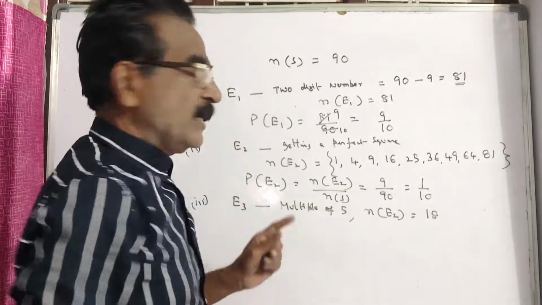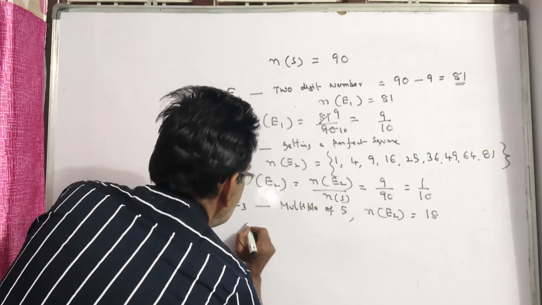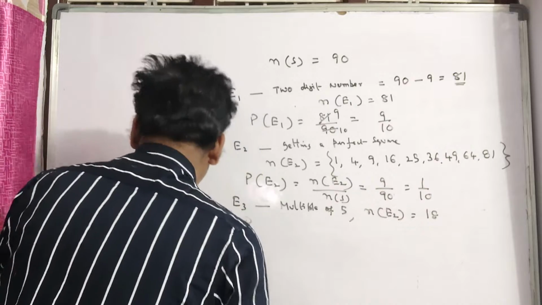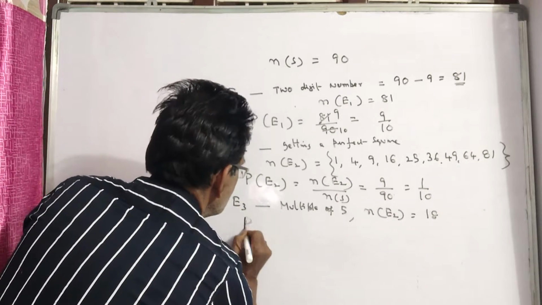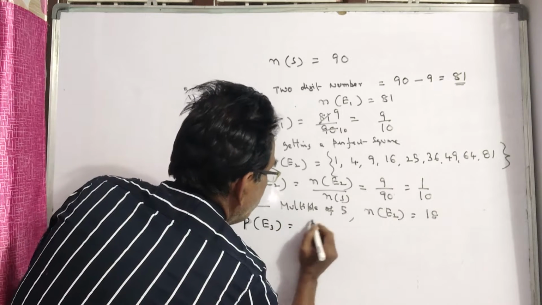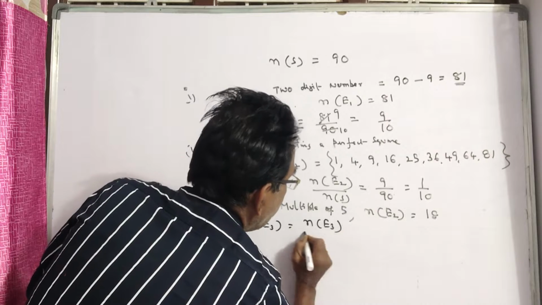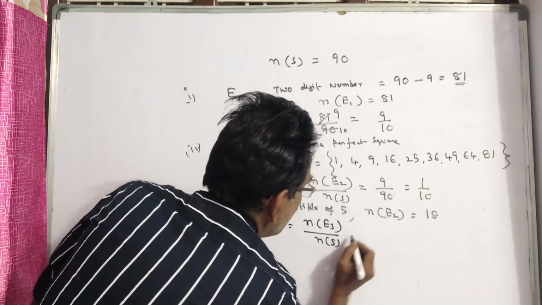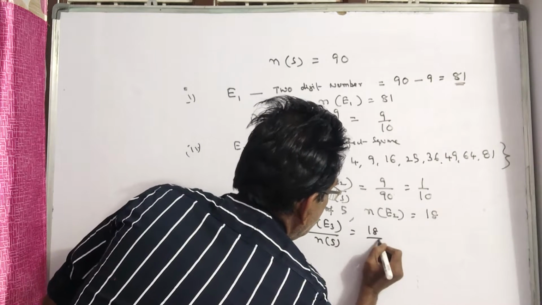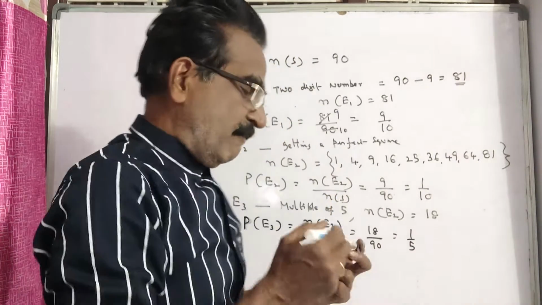Now the probability of getting a multiple of 5, that is P(E3), is equal to n(E3) by n(S), that is equal to 18 by 90, that is equal to 1 by 5, the required probability.